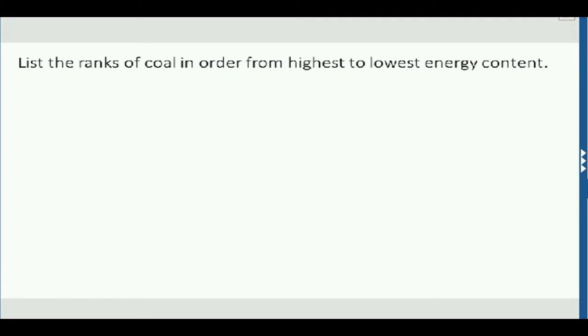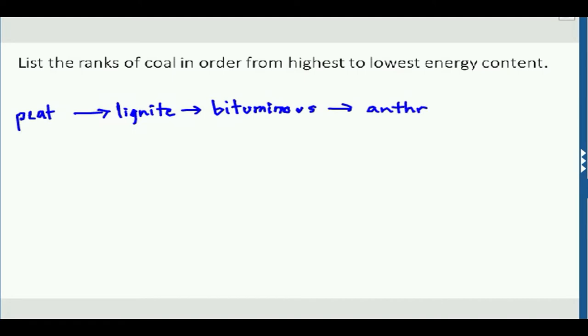Now we want to list our ranks of coal. So the lowest energy content is peat. Then we have what is called lignite, and bituminous. You may have heard this term, bituminous coal, and anthracite. Now, some characteristics of these, right? These are actually low to high. So, peat has the most moisture.